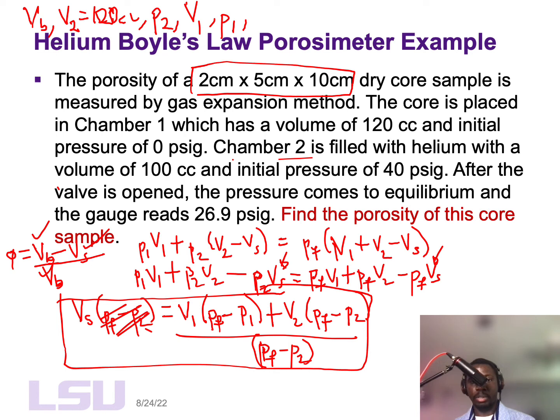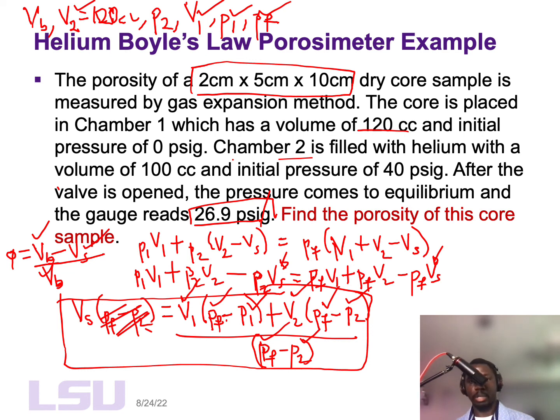After the valve is opened, the pressure comes to equilibrium and the gauge reads this. So PF is precisely this. And now you can get Vs. How do I know that? Do we have V1? Yes, right here. Do we have PF? Yes, right here. Do we have P1? Yes, right here. V2? Yes, 120 cc. That's this. PF, of course, we already had that. That's the 26.9. P2, we do. That's 0, and we already said we have PF and P2. So we have all these parameters.